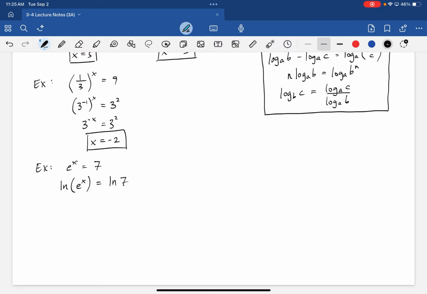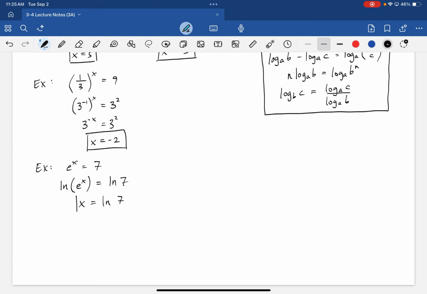Quiet, please, friends. All right, a natural logarithm of both sides will help us to eliminate the exponent base e, right? Because natural log is also base e. So the left side simplifies to x because of our inverse properties, and the right side doesn't simplify, so this is all we're left with.